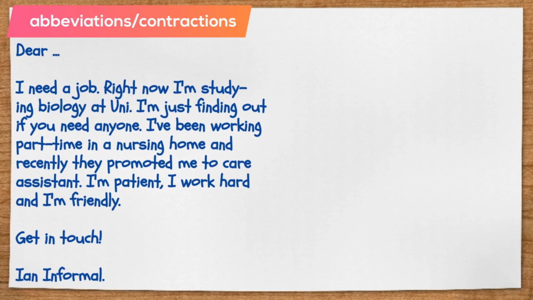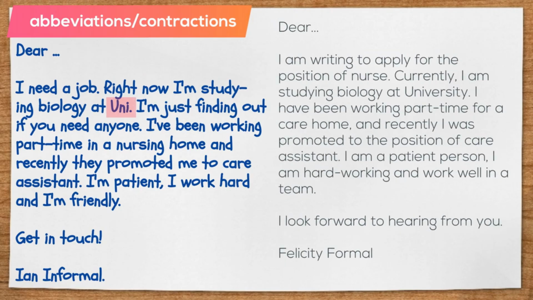It's more common in formal English to avoid shortened forms of words and verbs. Here we have uni, which is okay if you're speaking, but not when you're writing. We should use the full word university instead. And for I've been, we could use I have been.